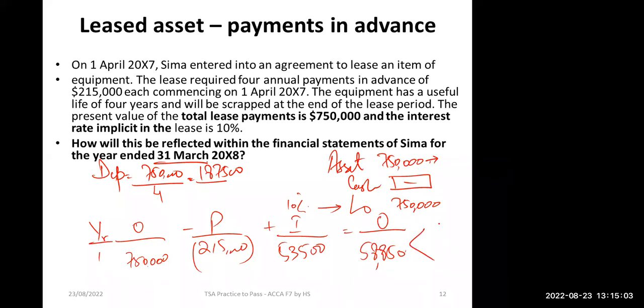So out of this, current liability will be the installment amount 215,000. And non-current liability will be the difference amount, 373,500.